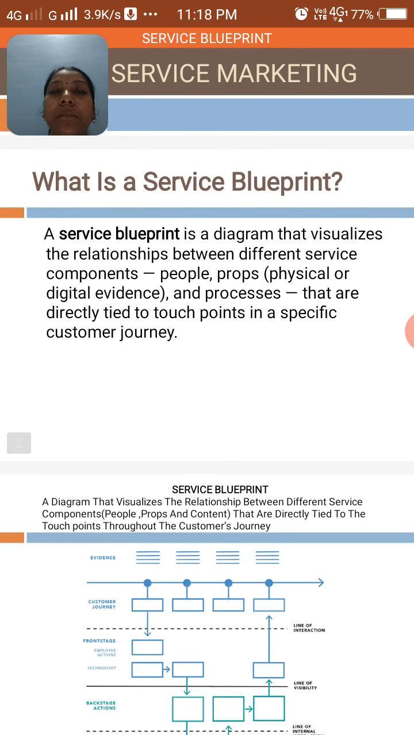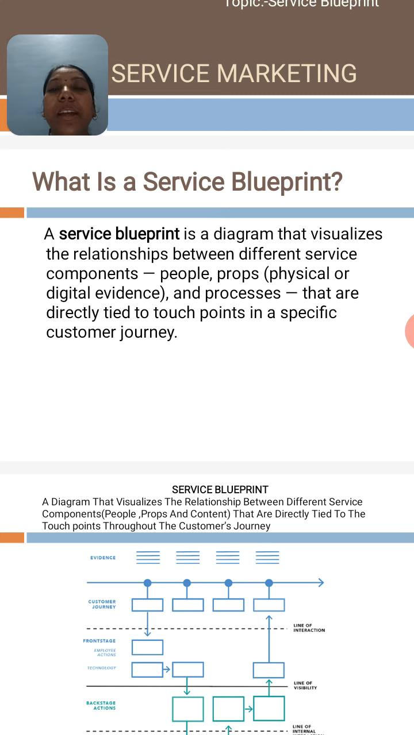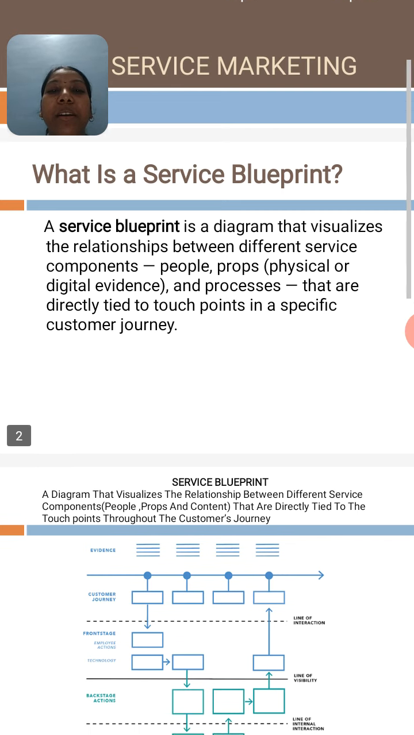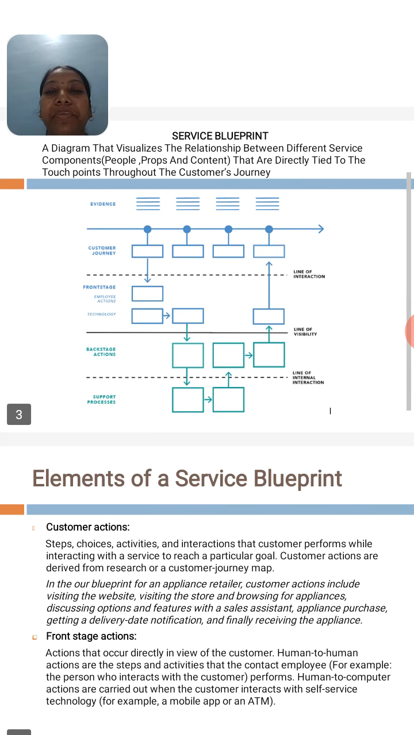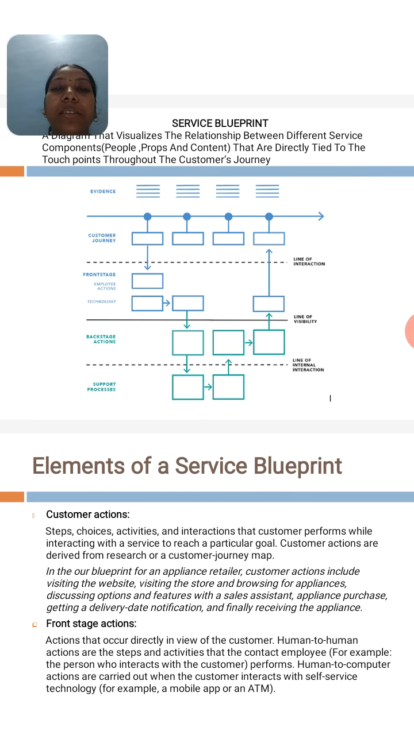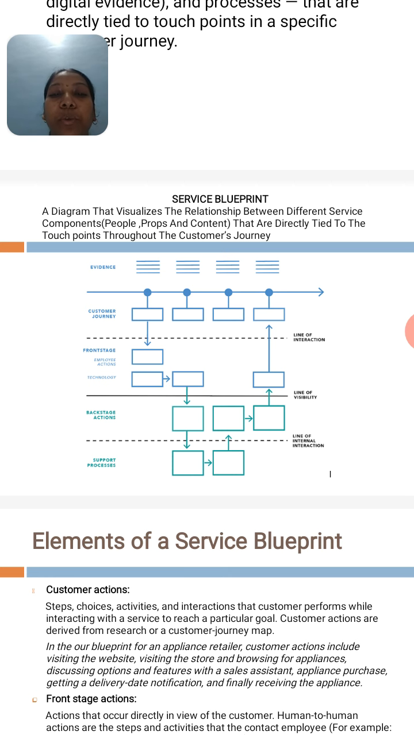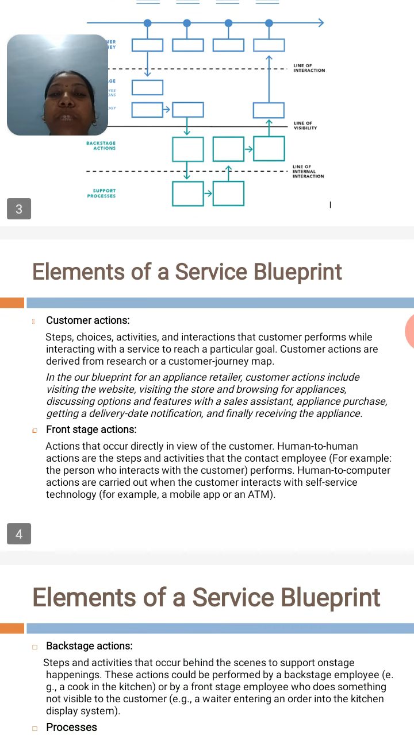A service blueprint is a diagram that visualizes the relationship between different service components, people, props, physical or digital evidence, and processes that are directly tied to touchpoints in a specific customer journey. We can see here the diagram of a service blueprint. We can explain here the elements of a service blueprint.